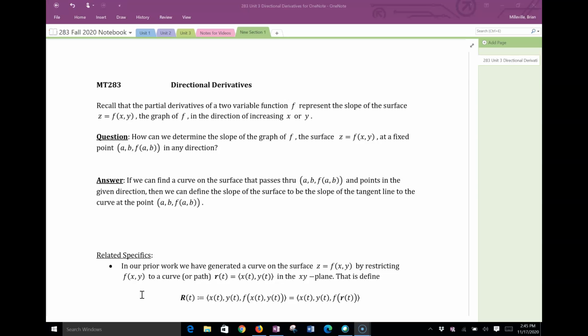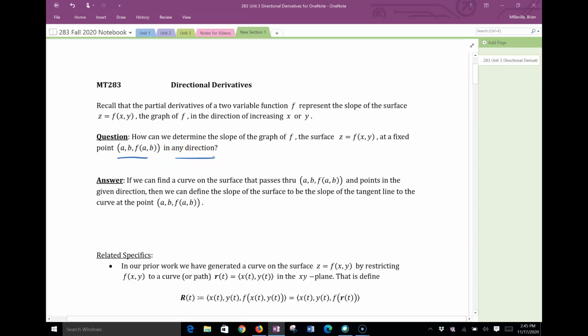Another question we're going to ask and answer with directional derivatives is how can we determine the slope of the graph of a function of two variables, of the surface z equals f of x, y, at a fixed point on the graph in any specified direction.